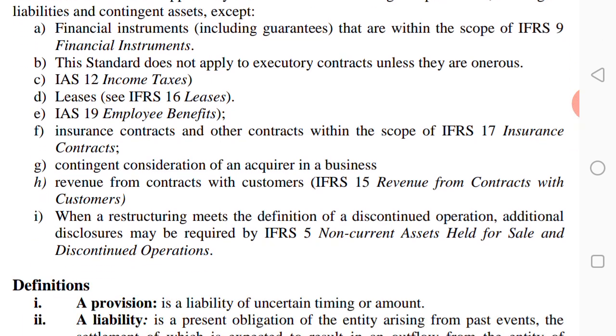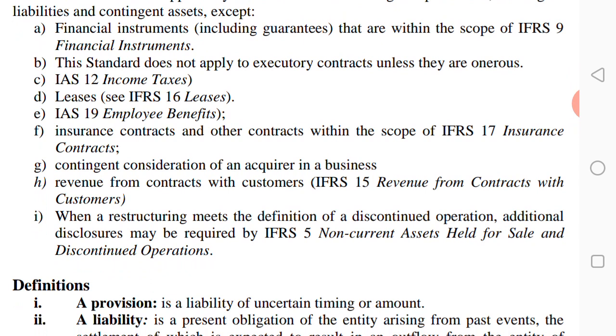IAS 12, income tax. If you find that income tax, deferred liability, or deferred asset is a provision, you have to follow that standard to recognize income tax provisions. Leases, which is IFRS 16. You use IFRS 16 to treat other provisions, like provisions for liabilities, the present value of the liability. Those provisions you treat using IFRS 16.